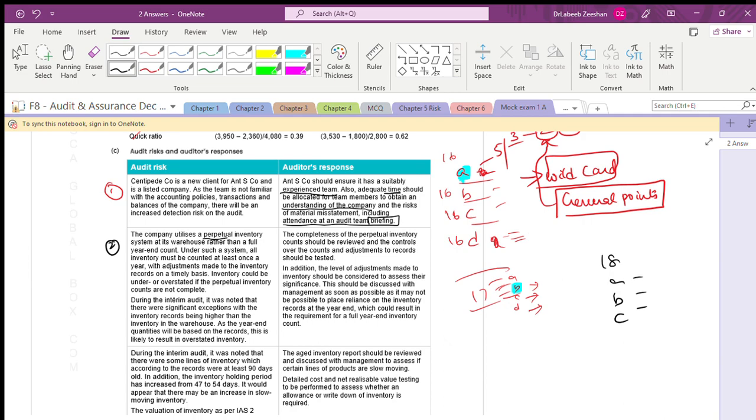Next, second one. Perpetual inventory. Under the system, inventories must be counted at least once in a year. They are saying that they are doing only 1/12, 12 months, 1/12 of the sample. What is the condition of perpetual inventory? Whenever there is a perpetual inventory, the rule says that this inventory must be counted at least once a year.